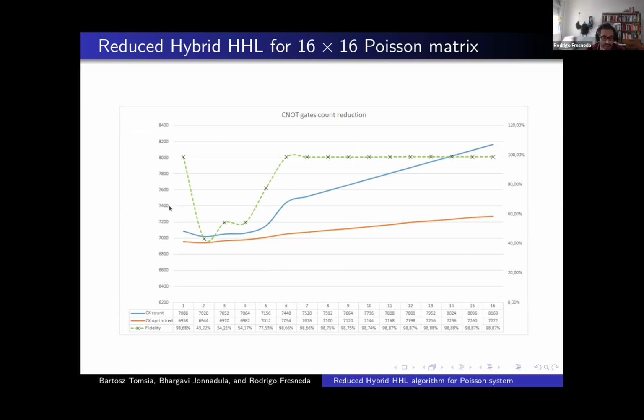So finally, this graph is for the 16x16 matrix. This just shows you how the fidelities improve just by increasing the number of eigenvalues. So for 5 or 6 eigenvalues, you already get something close to 100%. And there is some difference between optimizing and non-optimizing the HHL, so you get different depths, of course.